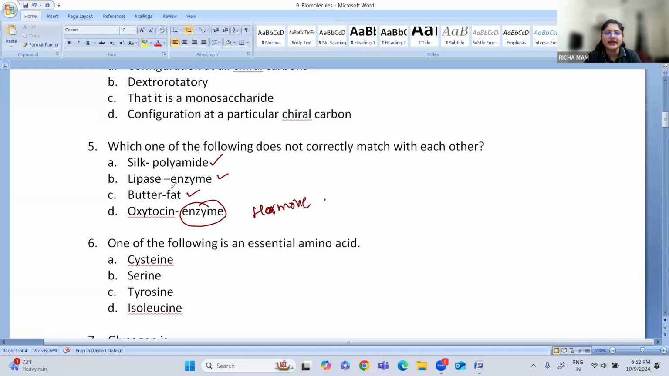It is a polypeptide hormone. So this is wrong. Oxytocin is a hormone. So yes, option number D is the incorrectly matched one. They are not correctly matched with each other. So option number D is your answer. Fine. Let us go for the next one.